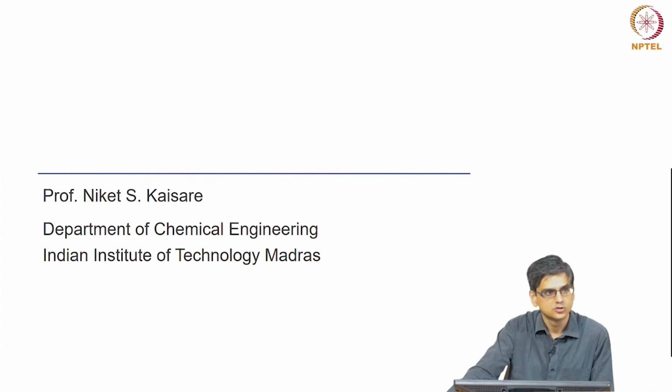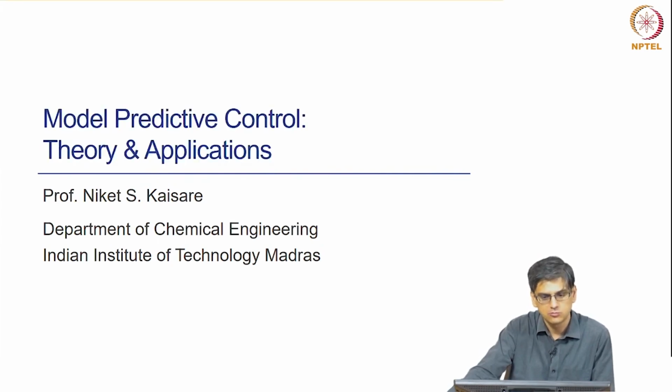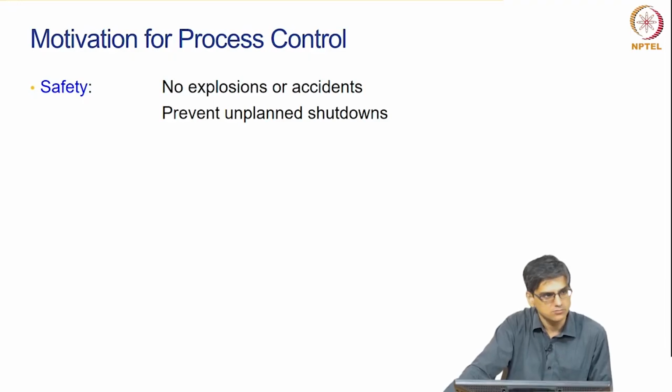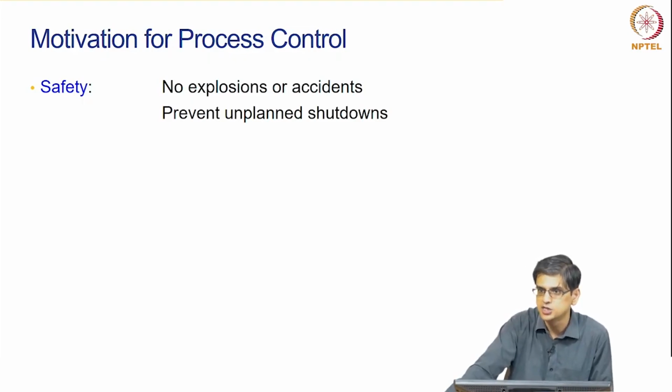Okay, so welcome to the course on model predictive control theory and applications. We will just go over the course overview for this course. The first objective, and oftentimes it is not talked about in terms of a control system, is safety. There should not be any explosion, there should not be any accidents. We would want to avoid as much as possible unplanned shutdowns.